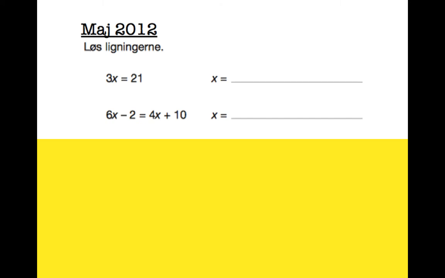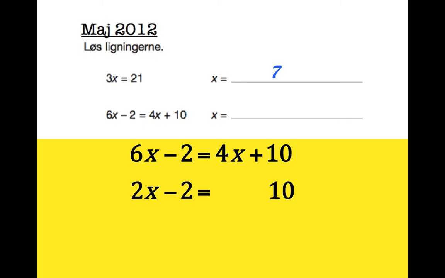The next block is from May 2012. Solve the equations. The first one is 3x equals 21. Divide both sides by 3 to get x equals 7. Second one's a bit trickier because it's got x's on both sides. 6x minus 2, remember that minus belongs with the 2, equals 4x plus 10. We've got x's on both sides, so we'd like to take away as much x as we possibly can from both sides. There are 6 x's on the left and 4 x's on the right, so the most x that we can take away from both sides is 4x. So doing that, we get 2x minus 2 equals 10.